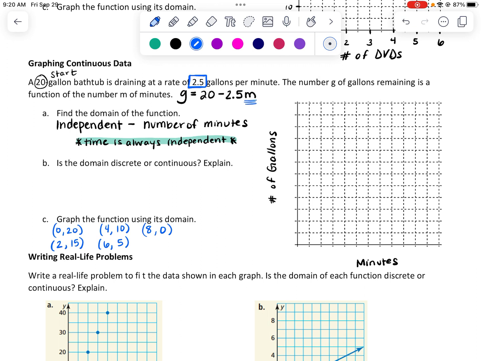So I know I have to go up to 8 minutes and 20 gallons. Those are my maximum amounts. So I'm going to make my scale. I'm going to count by twos: 2, 4, 6, 8, 10, 12, 14, 16, 20. Okay, so counted by twos there. And then I'm going to count by ones: 1, 2, 3, 4, 5 minutes, 6, 7, 8, 9, 10.